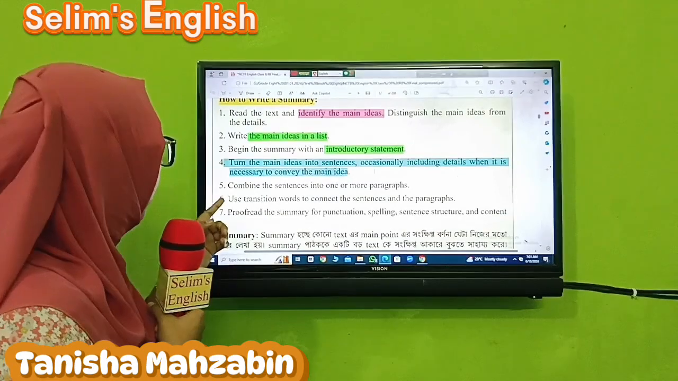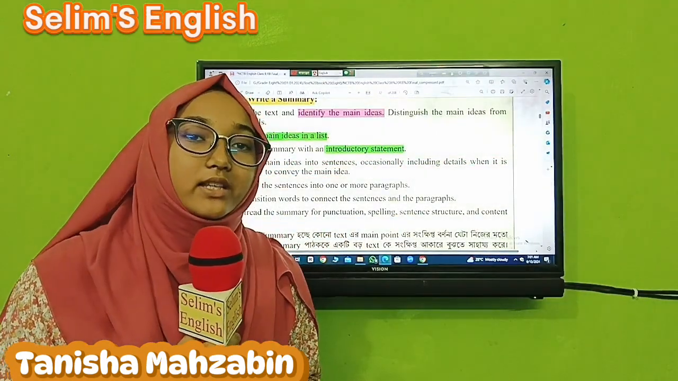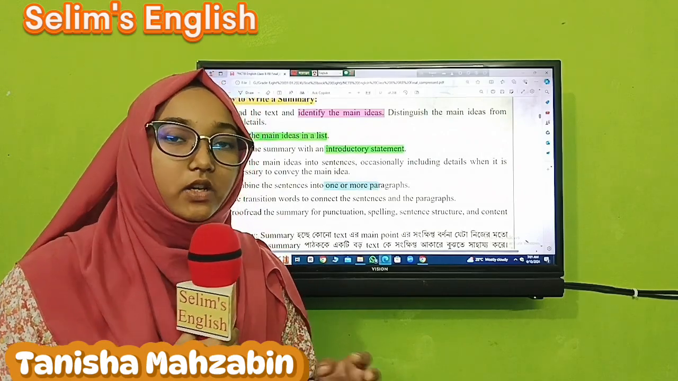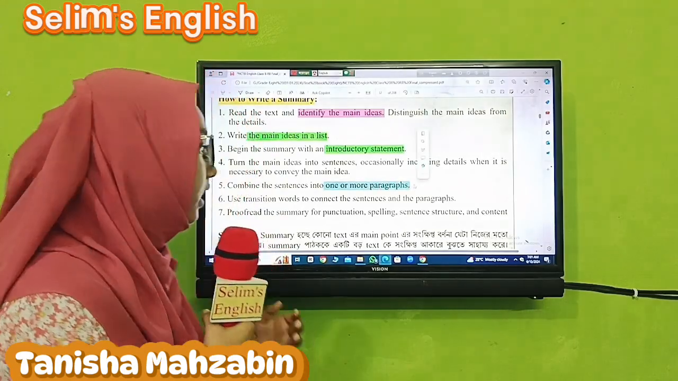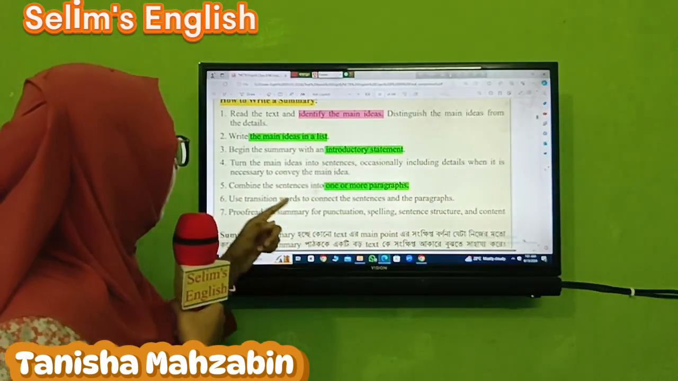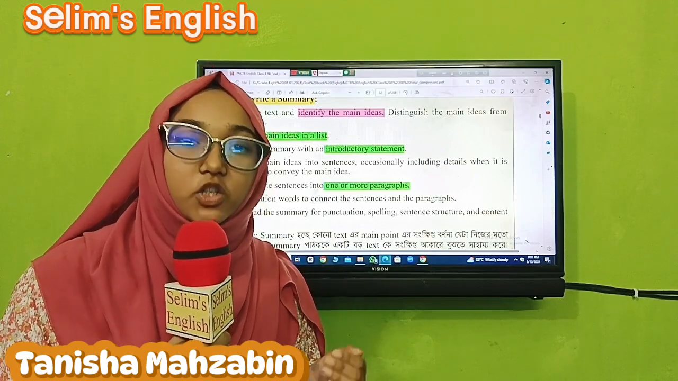Now, use transition words to connect the sentences and paragraphs. Transition words mean words like consequently, and, but, etc. You can use any kind of transition word as you wish. So you have to connect your two or more paragraphs with transition words.